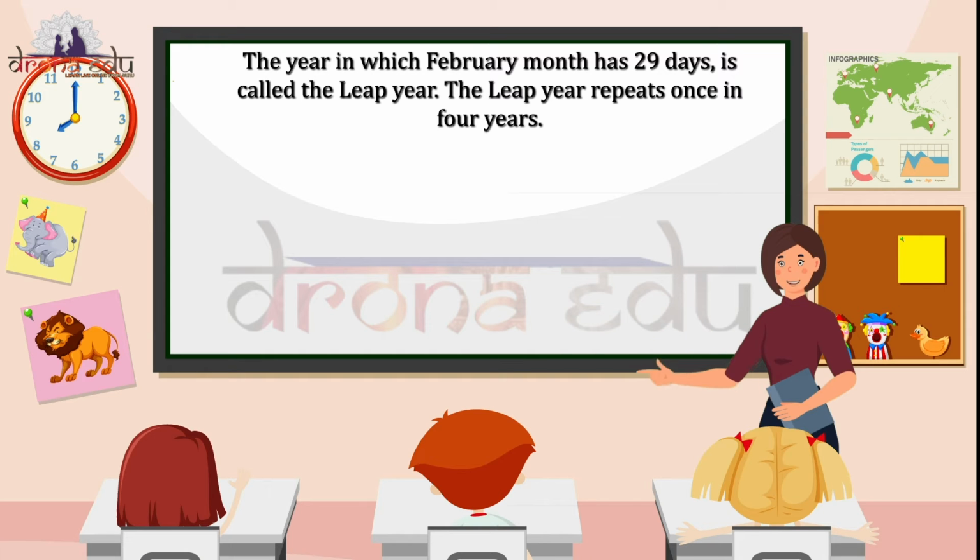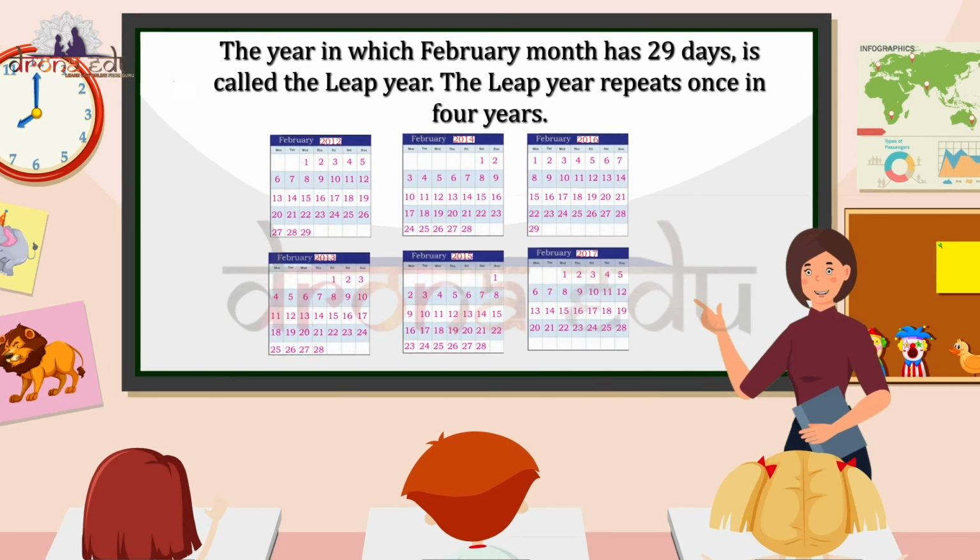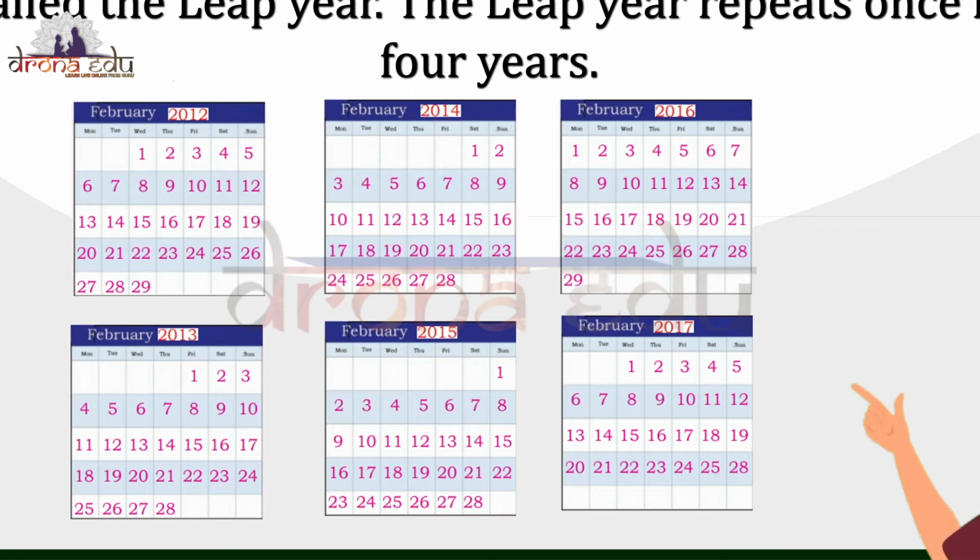See, for that, let me consider a calendar of the month February of different years: 2012, 2013, 2014, 2015, 2016 and 2017 calendar. If you observe in this calendar, in 2012 we are having a leap year. Then after 2013, 2014, 2015, we are having a leap year in 2016, right? So once in 4 years. It is repeating once in 4 years, right?